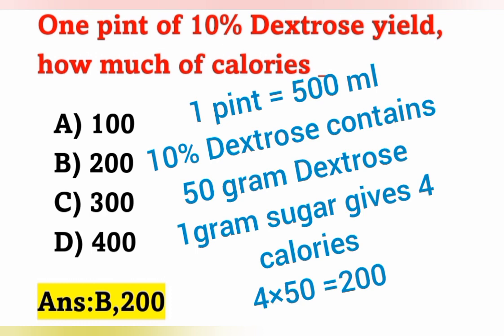Here the question: 10% dextrose yield how much calories? Okay, 1 pint is equal to 500 ml. So 10% dextrose contain 50 gram dextrose. Dextrose is a sugar. Sugar is a carbohydrate. So 1 gram carbohydrate yield 4 calories. Okay, so 4 into 50, 200. So the answer is 200 calories.